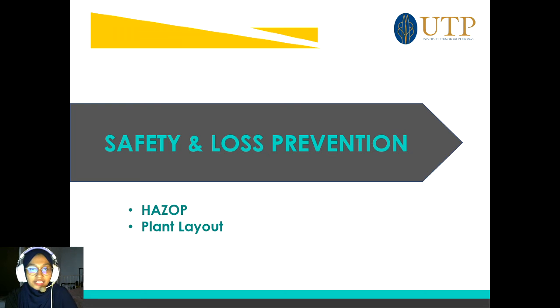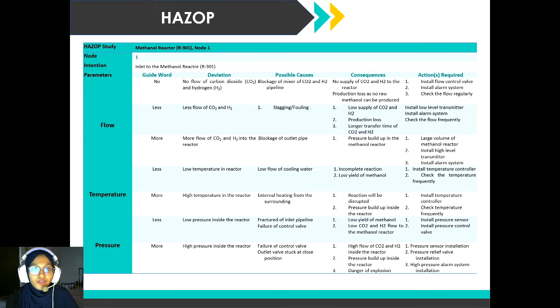So moving on to the safety and loss prevention. For the HAZOP, we did a HAZOP study at the inlet of the methanol reactor. First, we need to identify the parameters such as flow, temperature, and pressure, and then proceed with the guide words. We need to list the guide words such as no, less, and more, and then proceed with the deviation such as no flow of carbon dioxide and hydrogen to the methanol reactor.